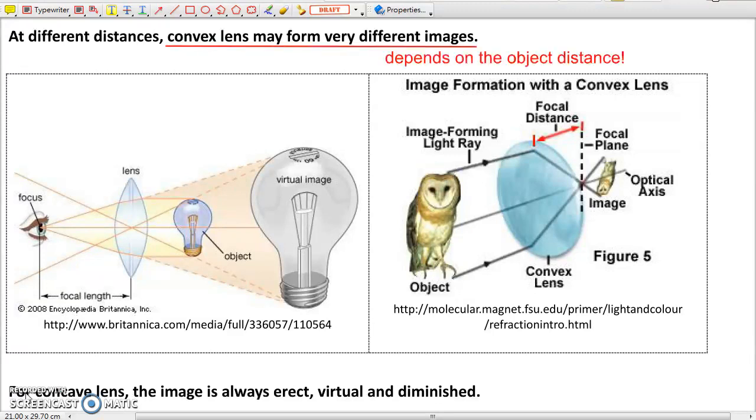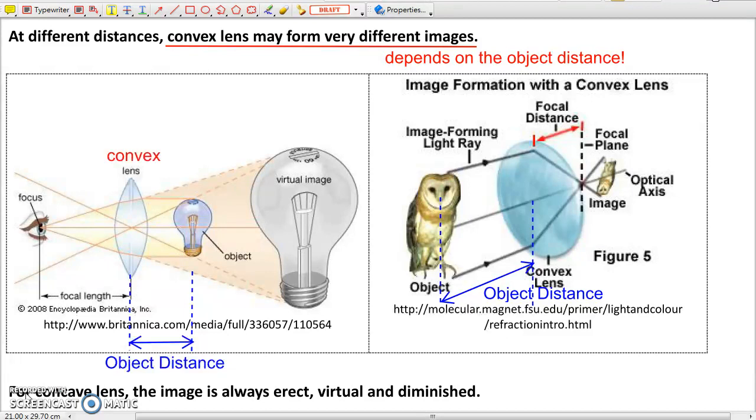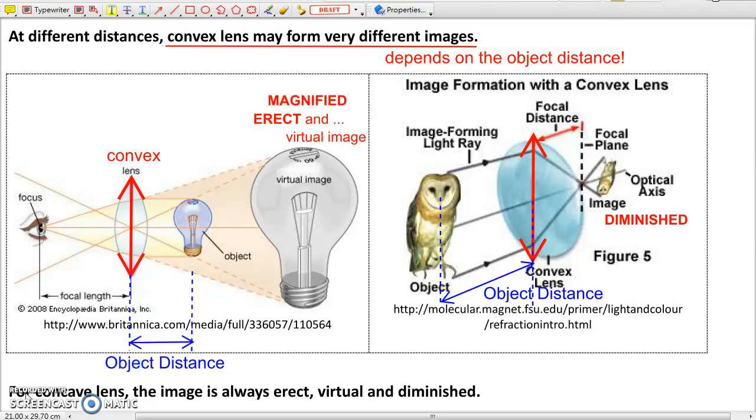It forms very different images that depend on the object distance. For example, for the diagram on the left, the convex lens forms an image which is magnified, erect, and virtual. For the image on the right, on the other hand, it is diminished, inverted, and real. Even though both are convex lenses, they form different images because they have different object distances.